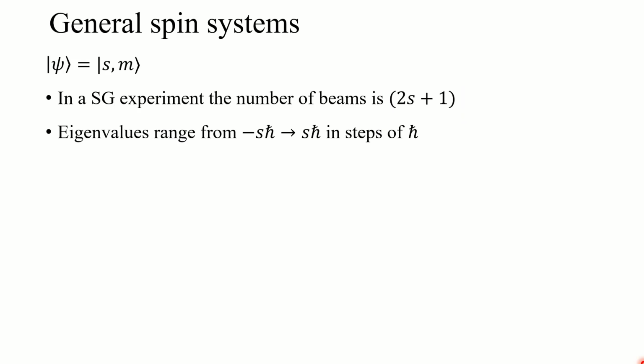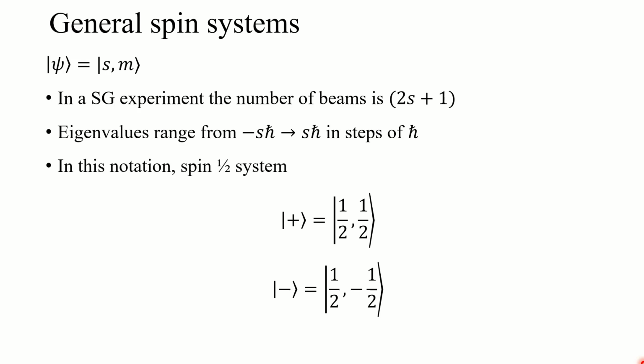The eigenvalues of that system range between minus the spin times h bar, so that was minus h bar over 2, all the way up to positive the spin times h bar, so that was positive 1/2 h bar, and it takes steps of h bar. Again, in our spin 1/2 system, this was pretty straightforward. It just went from minus h bar over 2 to plus h bar over 2.